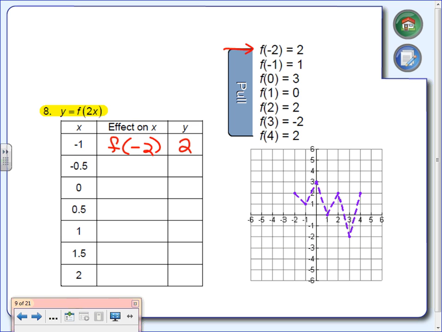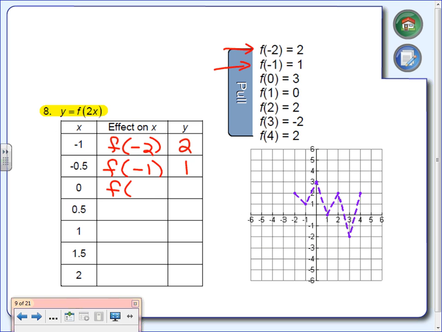Let's do the next one here. We're multiplying the 2 times the negative 0.5. What's 2 times the negative 0.5? Negative 1. But what is f of negative 1? F of negative 1 is positive 1.